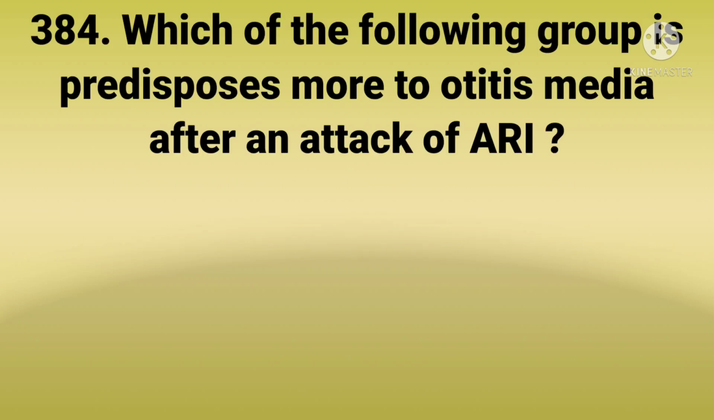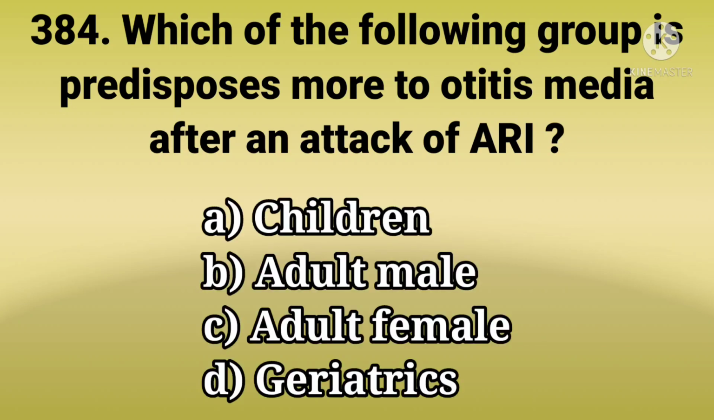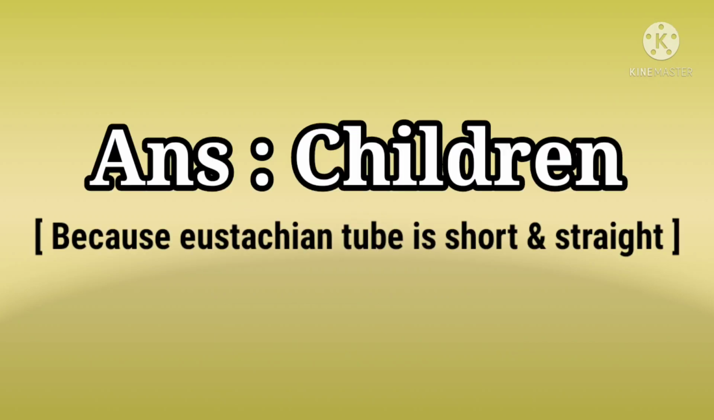The next question: which of the following groups is predisposed more to otitis media after an attack of acute respiratory infection? The options are children, adult male, adult female and geriatrics. And the answer is children, because children's eustachian tube is short and straight, so there is more chance to get otitis media after an attack of ARI.